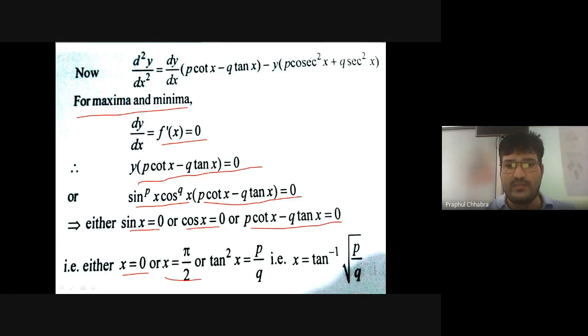And if p cot x minus q tan x is 0, then we can find that tan square x will be p upon q. इसमें ट्रिग्नोमेट्री आइडेंटिटी लगा के हम इसे सॉल्व कर लेंगे एंड वी विल ऑब्टेन tan स्क्वायर x is equal to p upon q और tan x is equal to under root p upon q और x is equal to tan inverse under root p upon q. So after putting first order derivative is 0, we are obtaining x is equal to 0, x is equal to pi by 2 and x is equal to tan inverse under root p upon q. And these points are called stationary points.